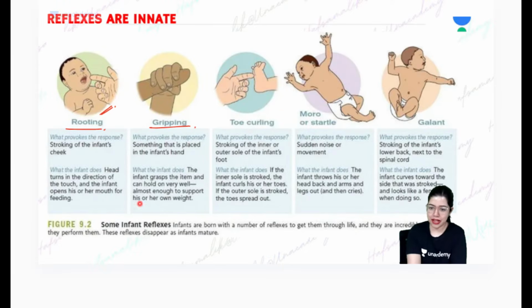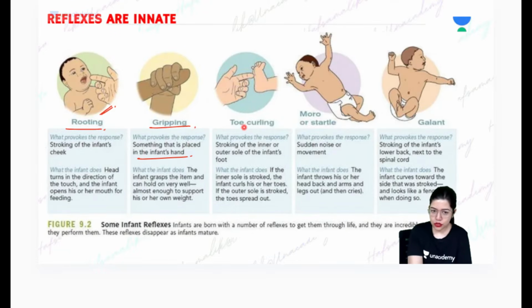Now then we have the gripping reflex. This is very, very adorable. If you put a finger in, the child's hand is like this. If you put a finger, they will automatically hold it, even if the child isn't close to you. Yes, this is an automatic reflex.